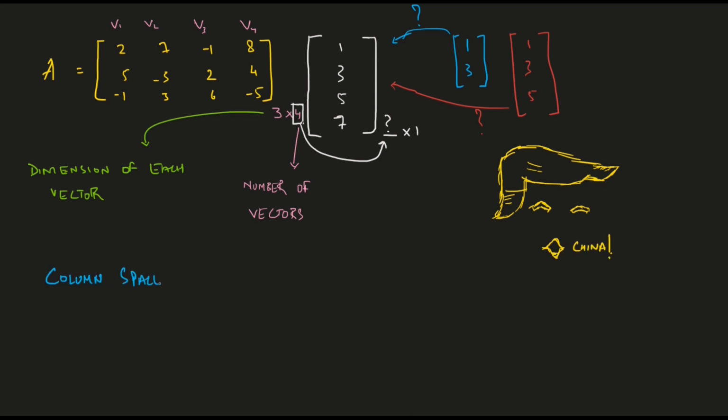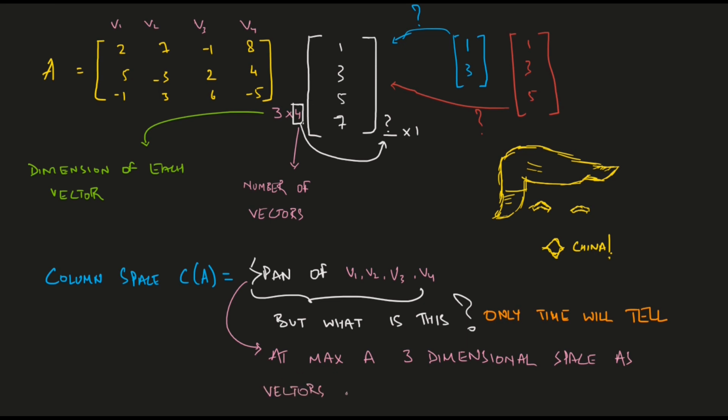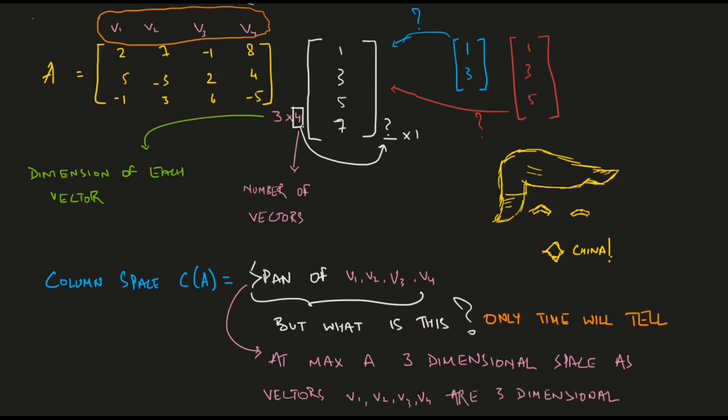What about the column space of A? It's just the span of the 4 vectors. But what is the span of these 4 vectors? That is something we would look at in later videos. What we can say for sure right now is that the span is at max a 3-dimensional space, as the vectors themselves are 3-dimensional. Also try to think if the 4 vectors here can ever be linearly independent. The first method of looking at matrices involves taking linear combinations of vectors.